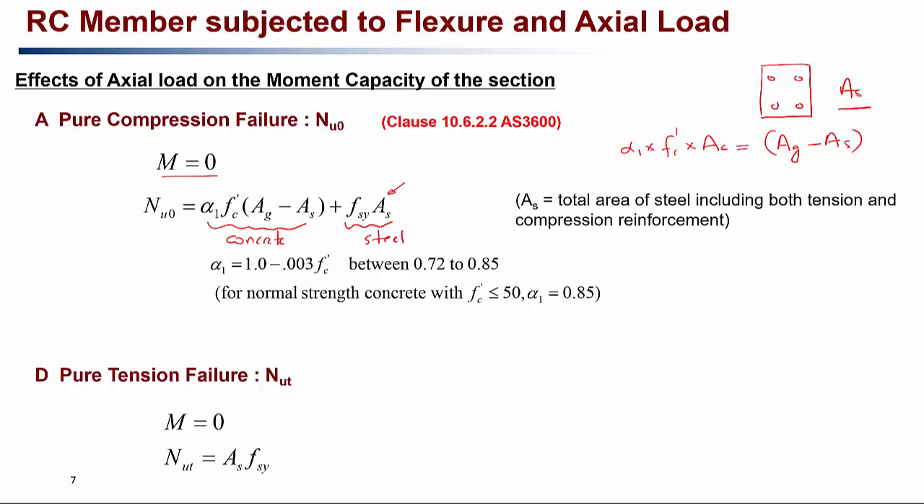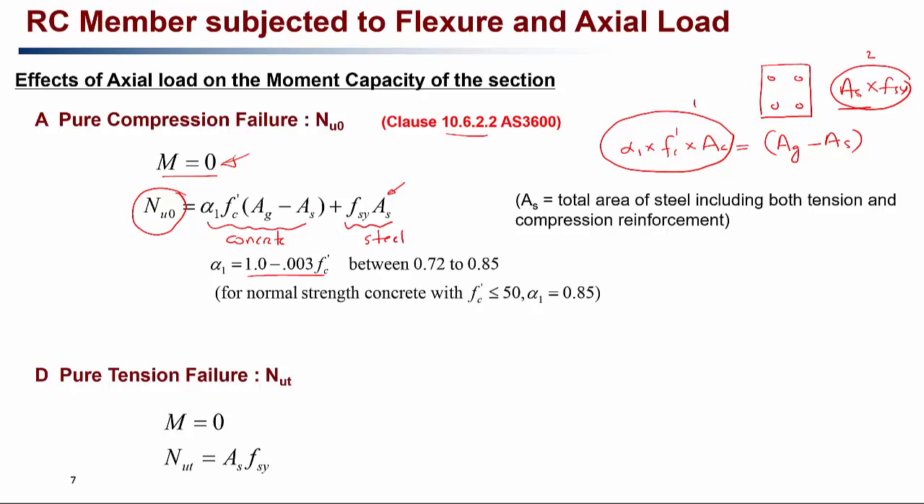That's why the alpha 1 factor is taken to reduce the compressive capacity of concrete given by the cylinders, to take into account the size effect in the columns, right? So that's why the alpha 1 factor comes in. Alpha 1 is given by 1.0 minus 0.003 FC dash. It is given by clause 10.6.2.2. Now putting back the alpha 1, this is the force taken by the concrete, and the force taken by the steel is AS multiplied by FSY. So if we add these two things, it gives us the axial compressive capacity of the column. That's the pure axial compressive capacity when there is no bending moment acting, that is MU equals 0.